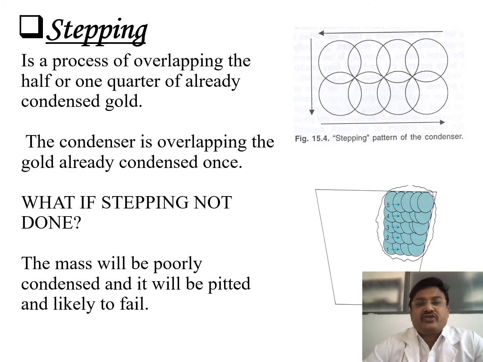Stepping method is the process of overlapping half or 1/4 of already condensed gold. The condenser is overlapping the gold already condensed once. You can see the diagram in which the stepping pattern of the condenser is put. What if the stepping is not done properly? The mass will be poorly condensed and it will have pits or is likely to fail.